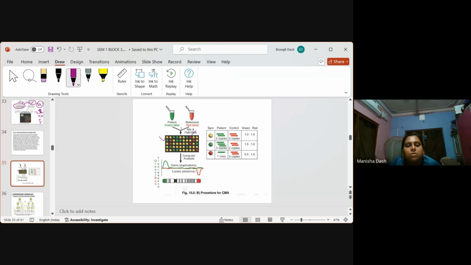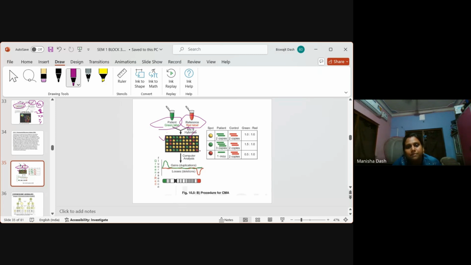Okay. So here, two different DNAs have been mixed. One is the patient DNA, that is our sample, and the other is the reference DNA. Reference means a standard DNA or a control DNA, which has the normal copy. That means there is no alteration or aberration in the reference DNA. So what will happen if you mix them and allow them to hybridize?